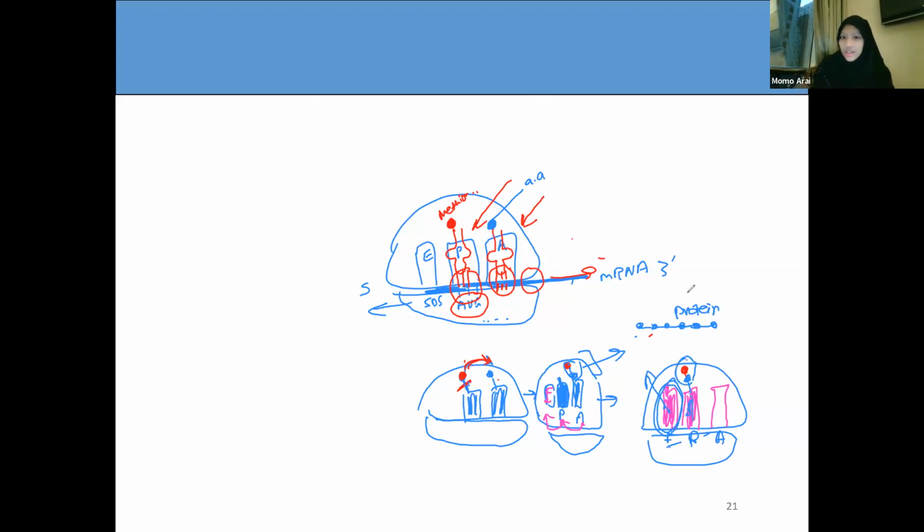So whenever the third tRNA comes with its own amino acid, these two shift again to this one. So it cuts off here so that it's now ready to read the amino acids.